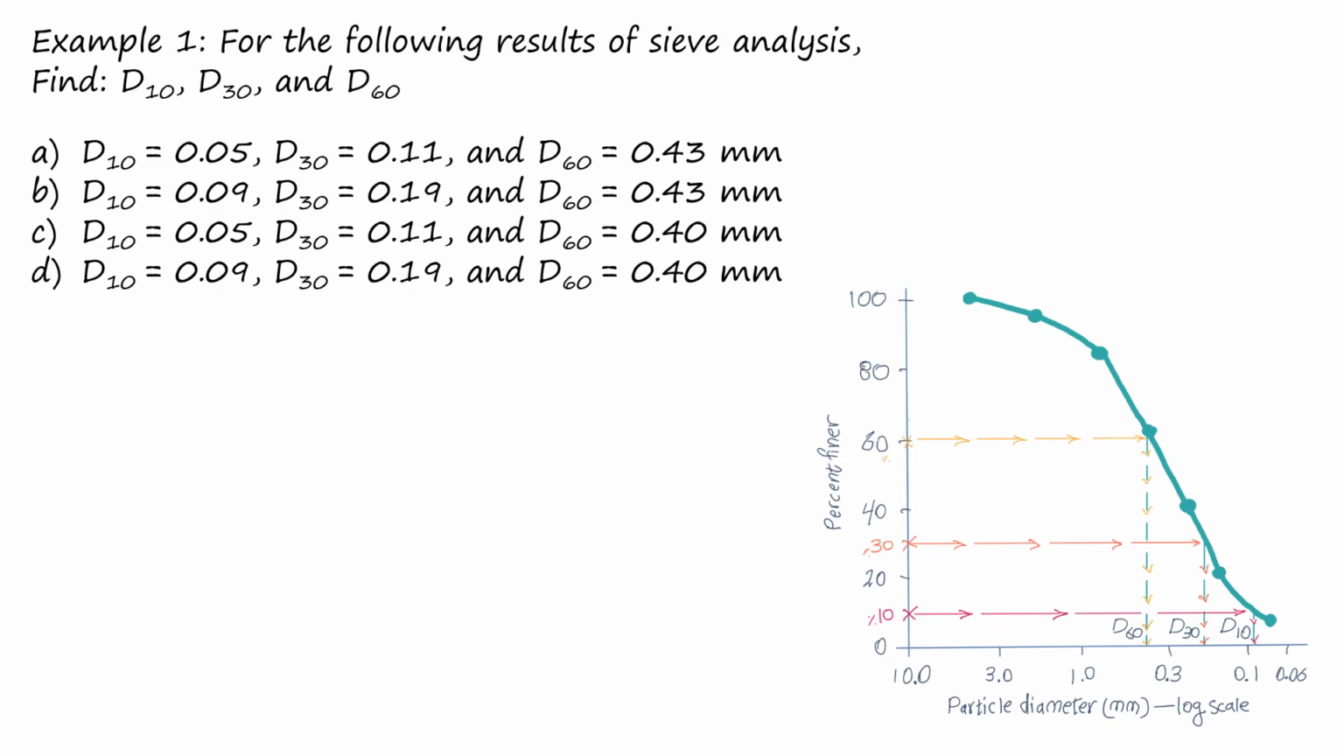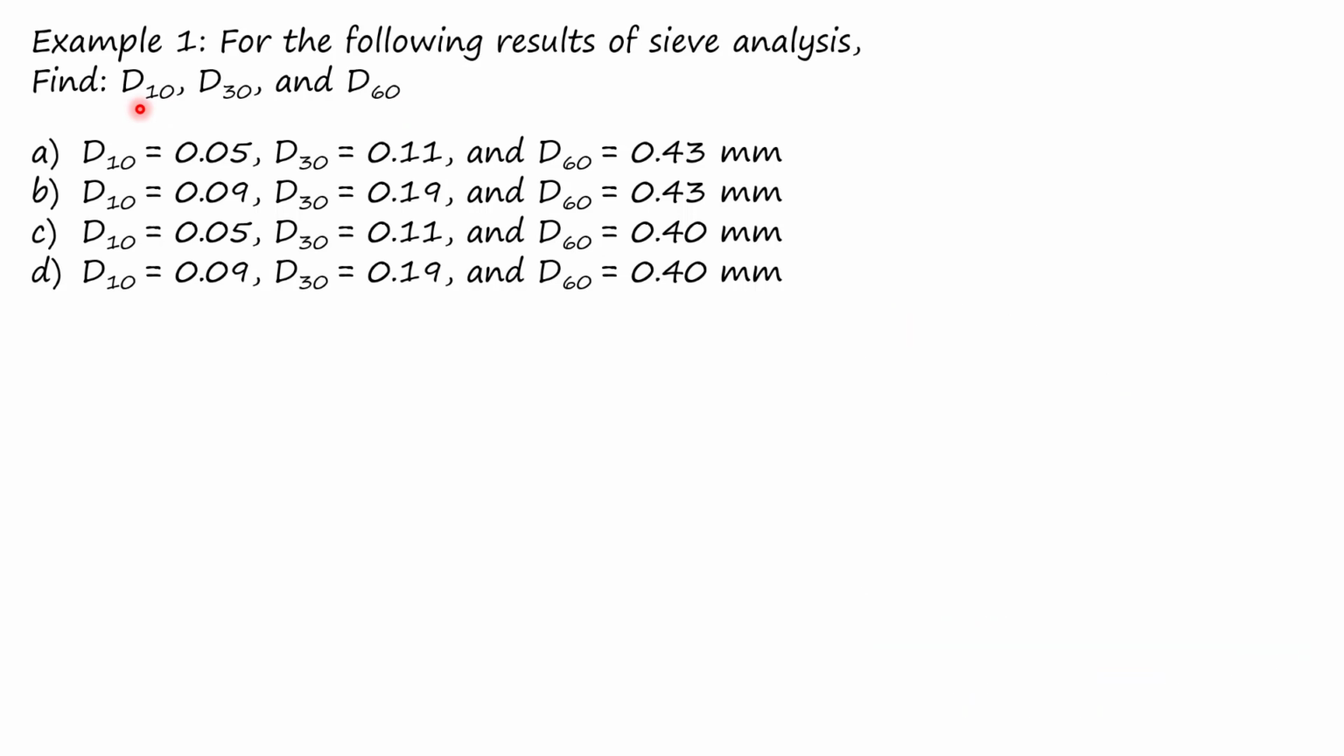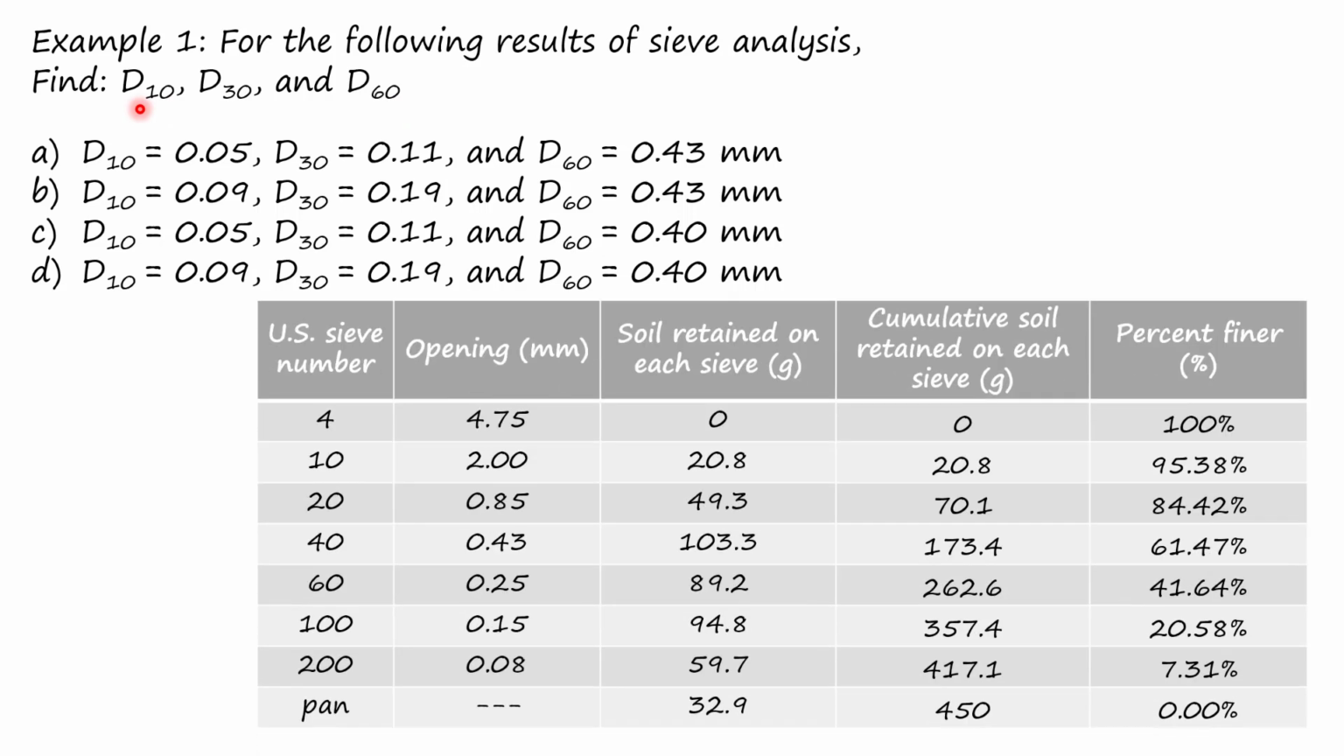So the example we have today is for the following results of sieve analysis, find D10, D30, and D60. So what are D10, D30, and D60? D10, D30, and D60 are basically the diameters of particles that are equivalent to percent finer of 10%, 30%, and 60%. Sometimes it's called the effective diameter. So this is just something to remember.